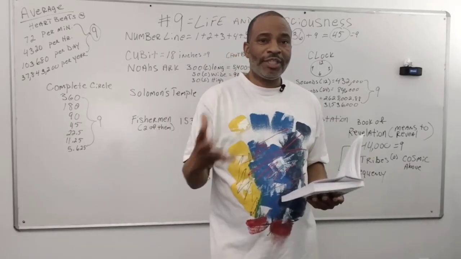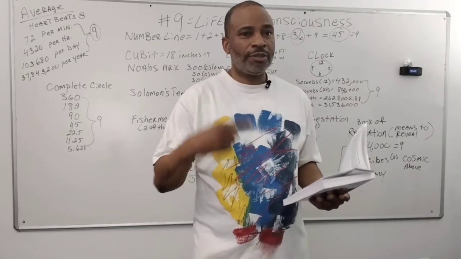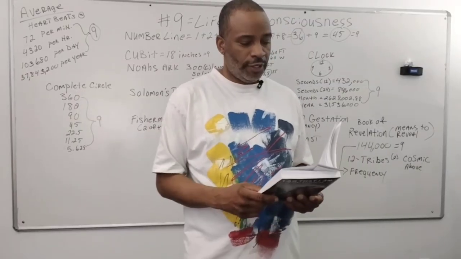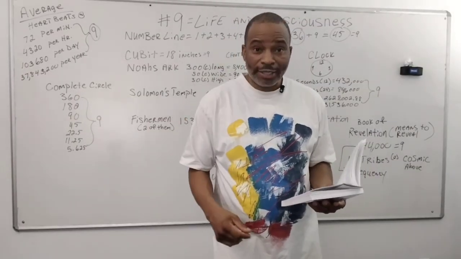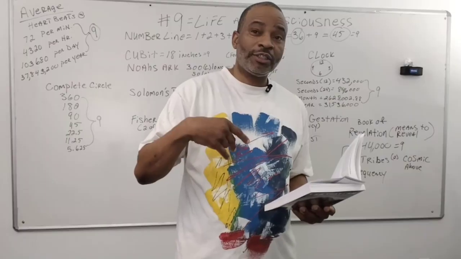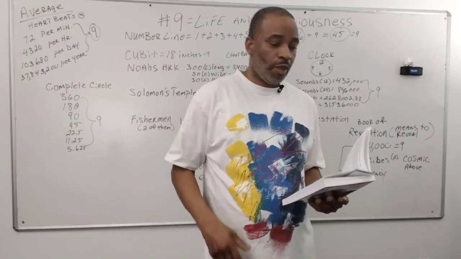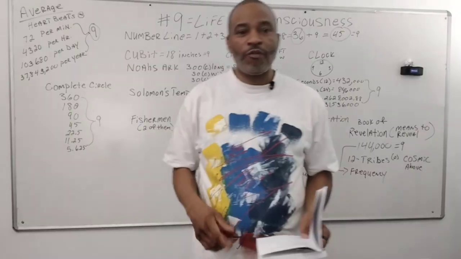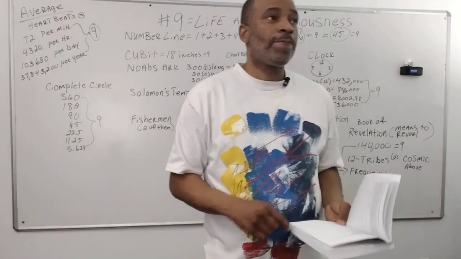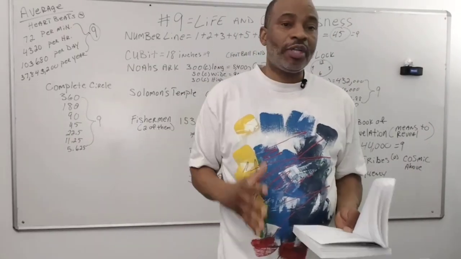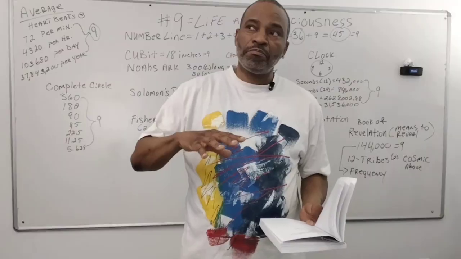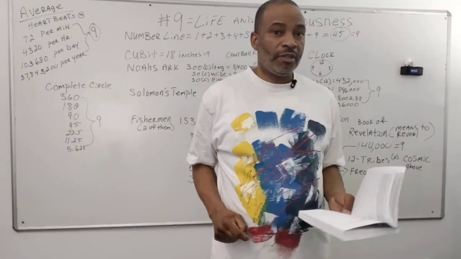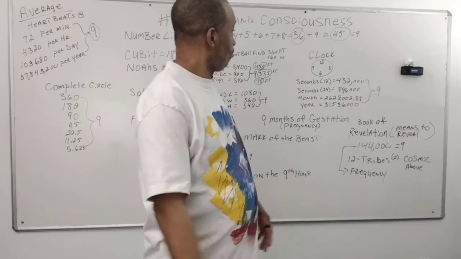Number 12 is representing a lot of things. Tribes, months of the year, zodiac, so on and so forth. The 12 cell salts of the body. So 12 is the number of perfection in Hebrew. But today we're going to talk about the number 9. Number 9 represents life and consciousness. And pretty much everything that we do in life is structured around the number 9. So let's get into it, okay?